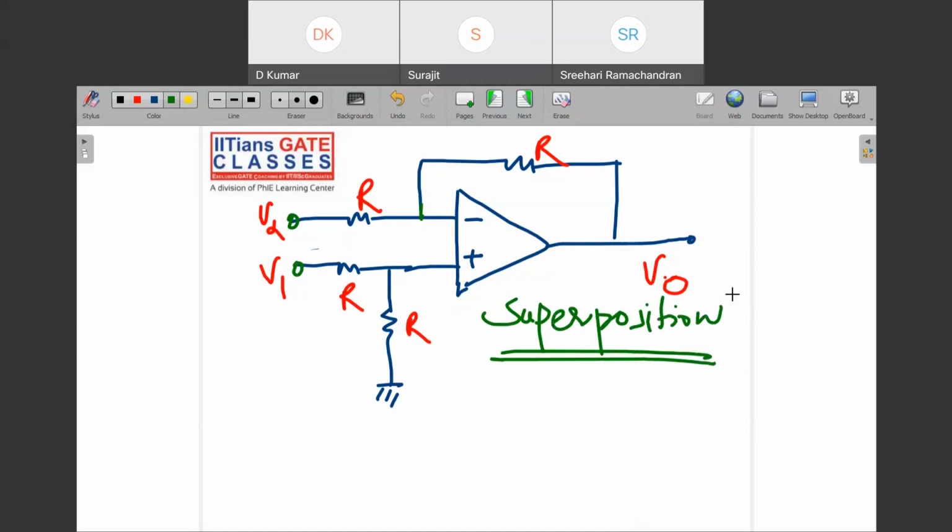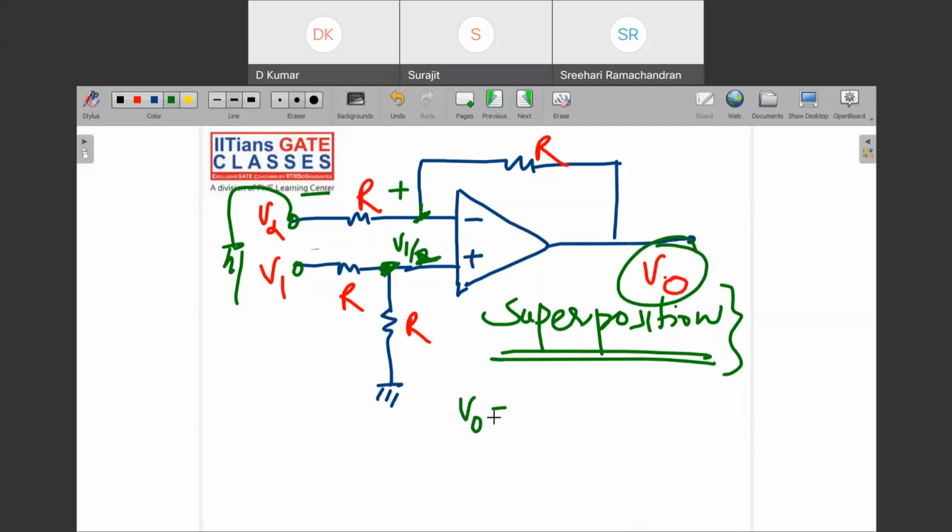See, almost everywhere you will find this kind of question. They say apply KVL, KCL and find the answer. But you can directly answer this question. By superposition, just forget this one, V2 is grounded, and the potential at this point will be V1 by 2. This will be a non-inverting amplifier, so directly you can answer the question.